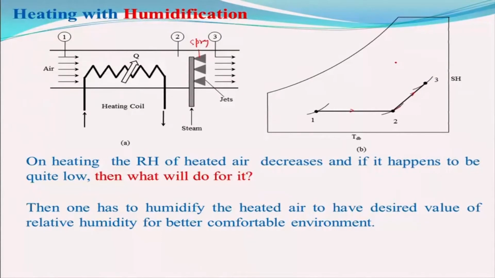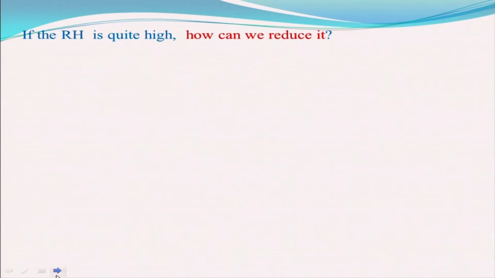So relative humidity will increase so that you will be more comfortable, and the dryness and other problems you may be having will go away. This is known as heating with humidification. So if the relative humidity is quite high, as I told you, like if you are cooling it, you go from 20% to 70%, or you may go to 90%. So what will happen? How can we reduce that?